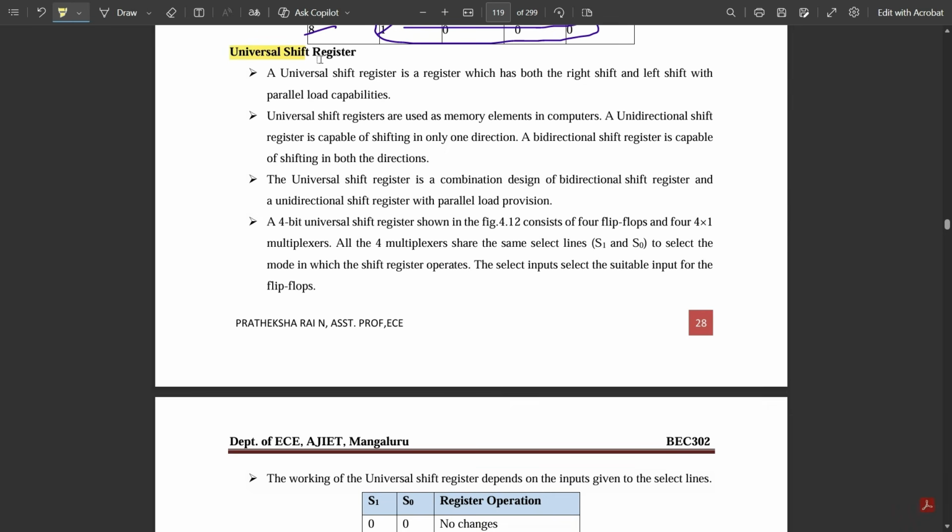Concept related to universal shift register, which I had not discussed. Okay, this is very important. So let us see that now. Universal shift register.